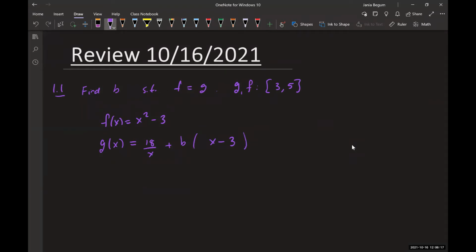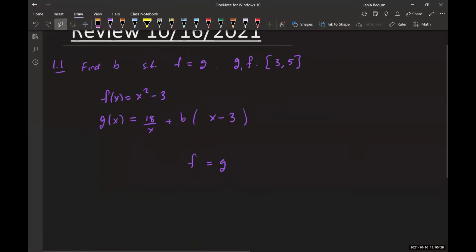Yes. Okay, so we want to know when these two functions are equal to each other. So you just set them equal to each other. If f is equal to g, that means x squared minus 3 is equal to 18 over x plus some b times x minus 3, right? So now, we actually need more information.